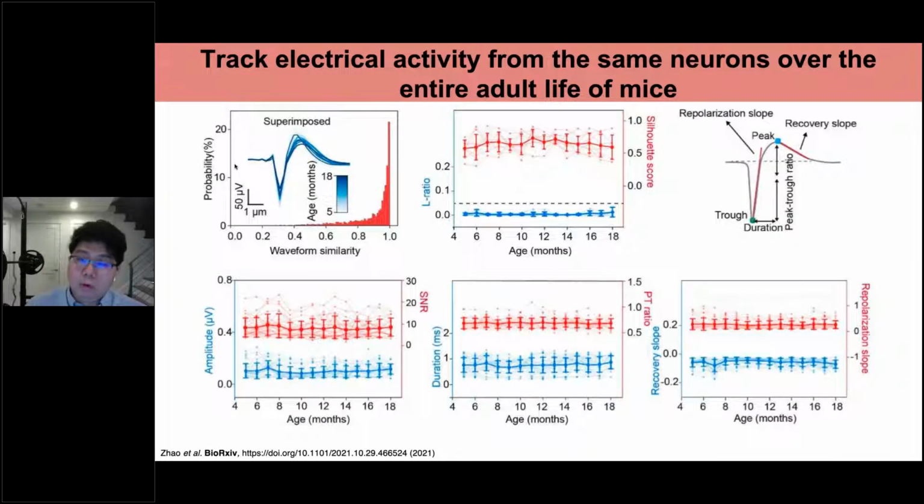And of course, we looked at different parameters in a very intensive statistical manner, like the likelihood ratio and isolation score, and looked at the stability of the amplitude, signal-to-noise ratio, peak-to-trough ratio, and recovery slope. All indicate that those parameters have no statistically significant change over this 14 months of recording, indicating long-term stable recording, not just at single-cell resolution, but really from the same neurons over time.